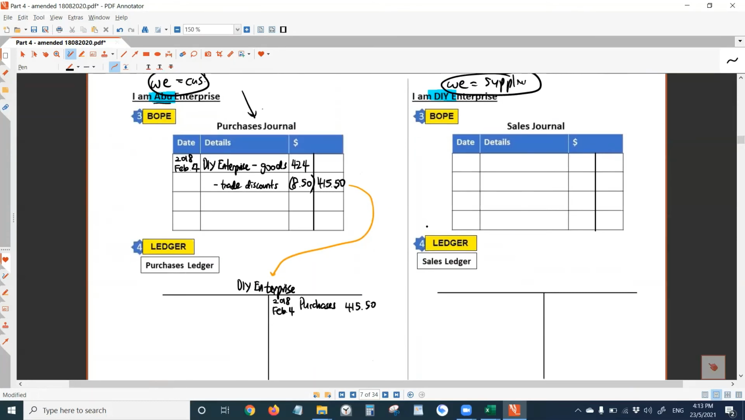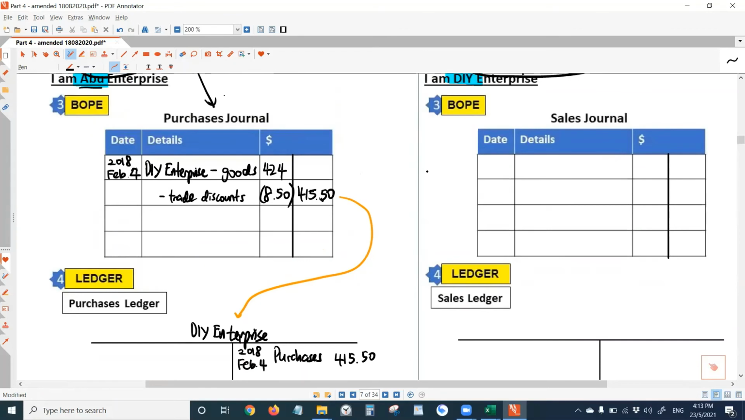Now on the right, we are in the shoes of DIY, where we are the supplier. So we record into the sales journal. Why? The function of the sales journal is to record credit sales, selling goods on credit, right? According to the first few pages of the handout, sell goods on credit, record into the sales journal. Now quickly record this.